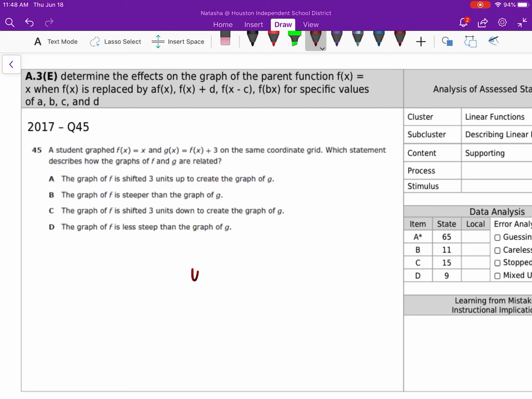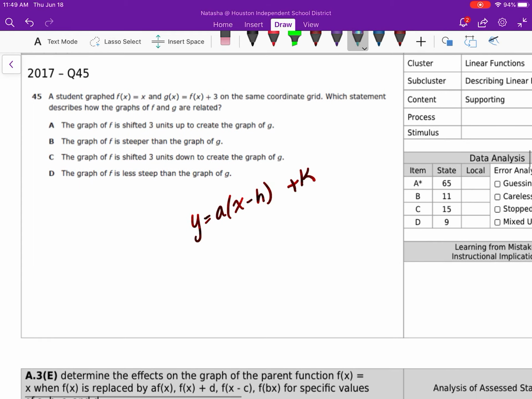Now I'm going to remind you, and I'm going to write this down. I'm going to write down the vertex form. We all know what vertex form looks like, or at least at this point we should. Now, I can look at the same vertex form in terms of linear. If I'm looking at it linearly, all that means is I'm going to take out that squared. All of the same transformations exist in vertex form as they do in linear form.